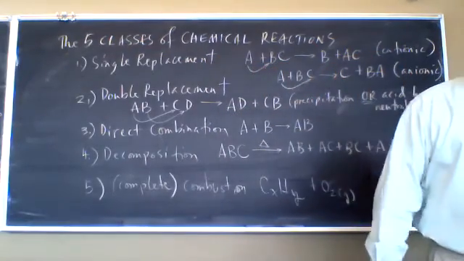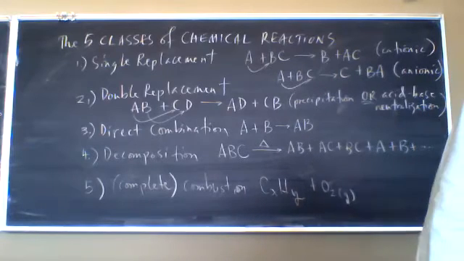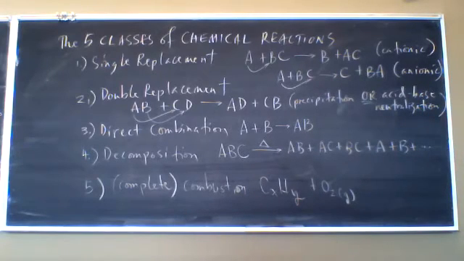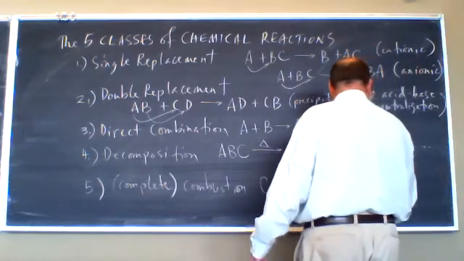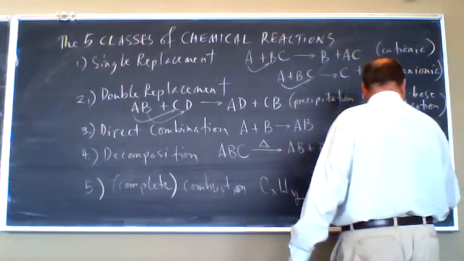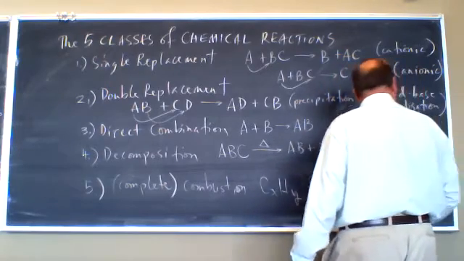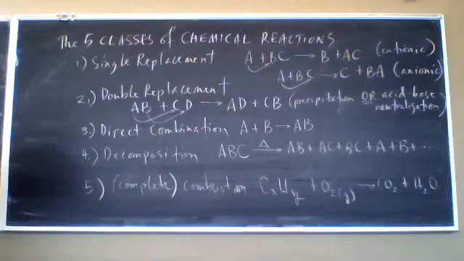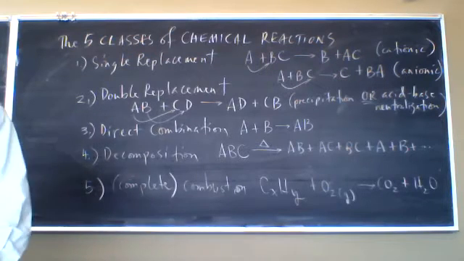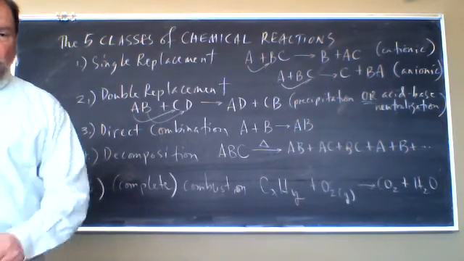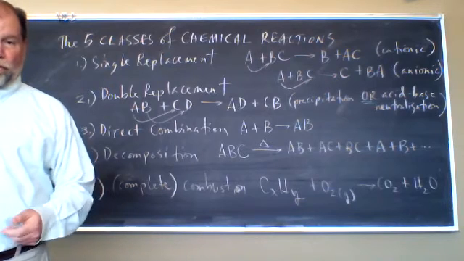And then if we provide a spark, it will ignite. And the products that we get from a combustion reaction are carbon dioxide and water. And so that's how we can use the different classes of chemical compounds to try to predict what products we would expect.